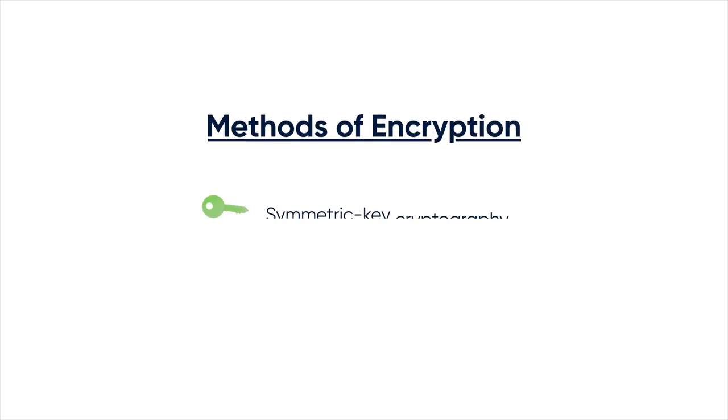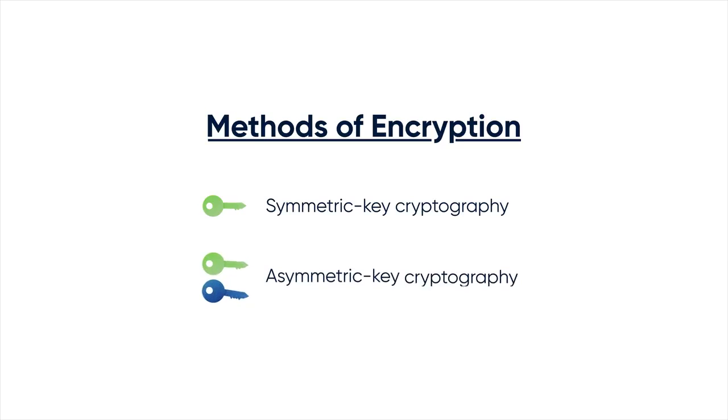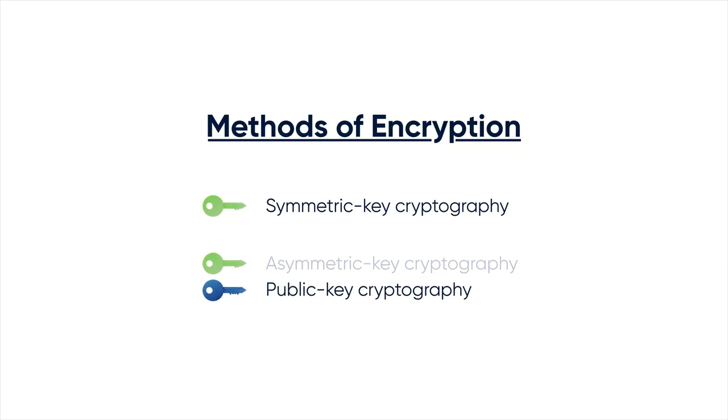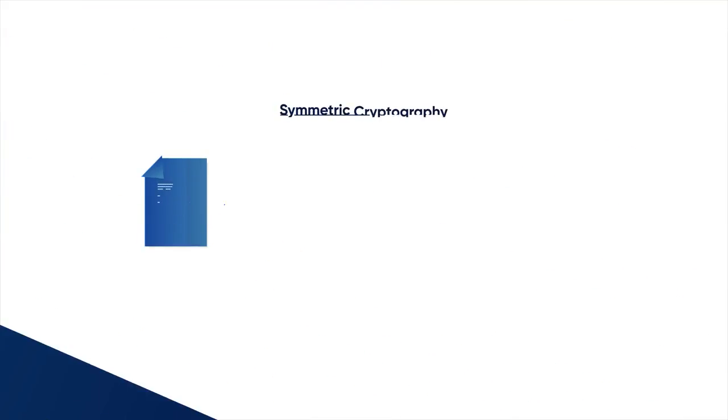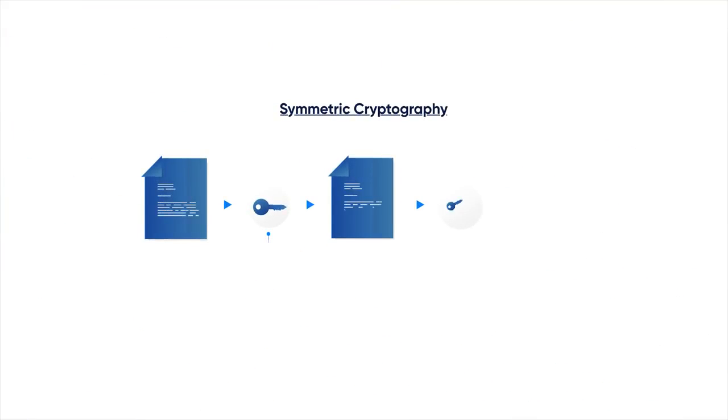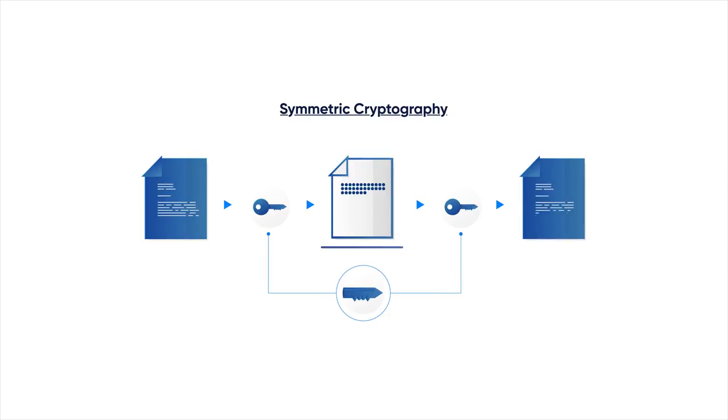The main methods to encrypt and decrypt information are called symmetric key cryptography and asymmetric key cryptography, sometimes called public key cryptography. In symmetric key cryptography, the same key is used, both to encrypt and decrypt the message. This would be the system used in our previous example, as the same cipher is used to disguise and reveal the word hello.